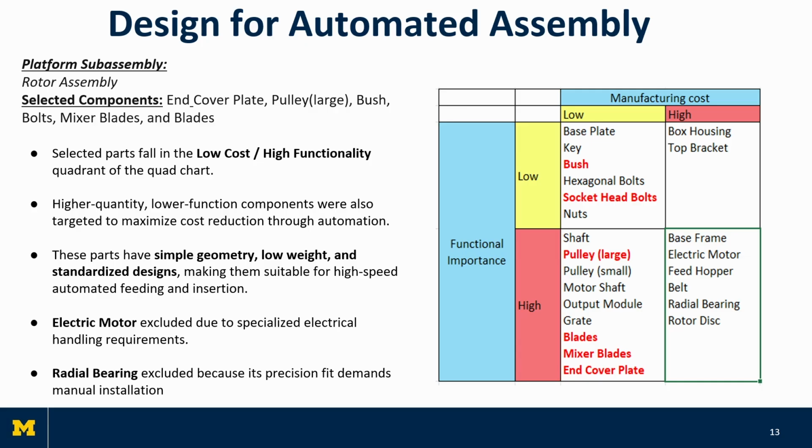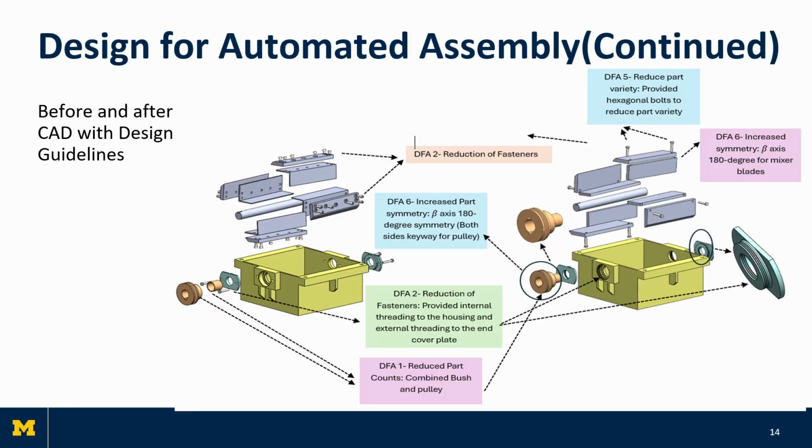For automated assembly, we considered the total assembly as the platform assembly. From the quadrant, we selected low-cost, high-functional parts and also included small, high-quantity parts from the low-cost quadrant to maximize savings overall. We targeted simple, lightweight parts for automation. We excluded the motor and bearing because the motor needs special handling and the bearings' precision fit must be done manually. Changes that we have made.